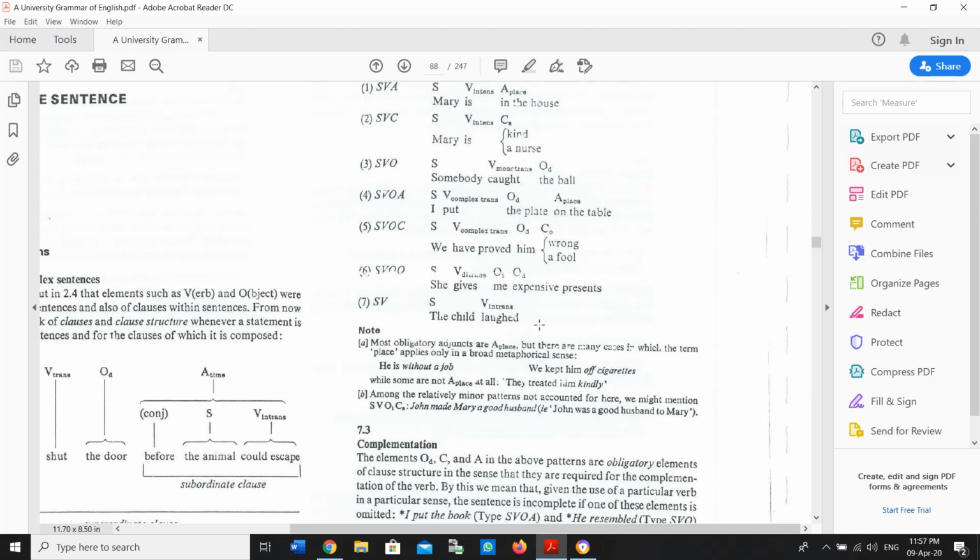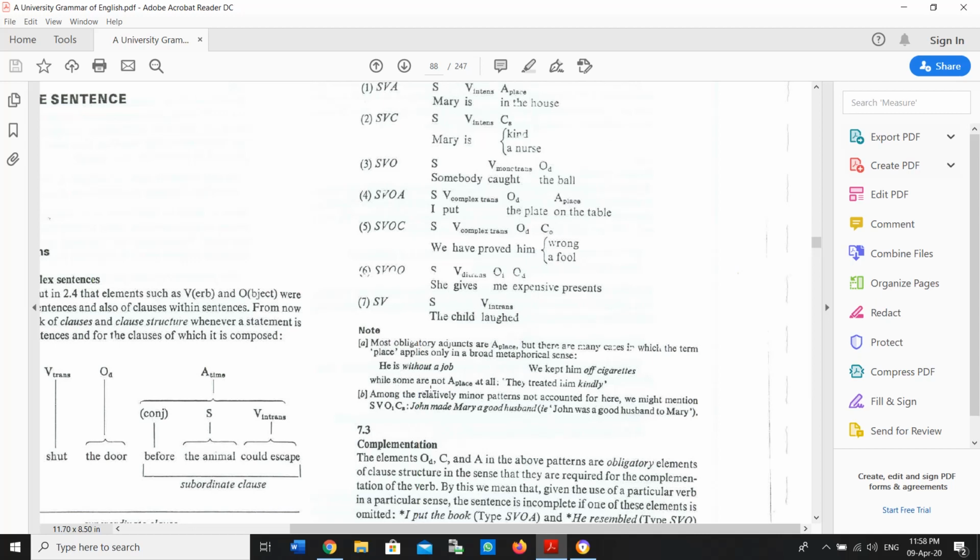Now we come to the end of these 7 types of clauses, and this note is very important. We have two parts in this note. The first one says that most obligatory adjuncts, meaning adverbs, are adverbs of place, as I mentioned, but there are many examples in which the term place applies only in a broad metaphorical sense. It means that place is not clearly mentioned as a place, but it is mentioned metaphorically, يعني تعبير مجازي. It is not a particular place.